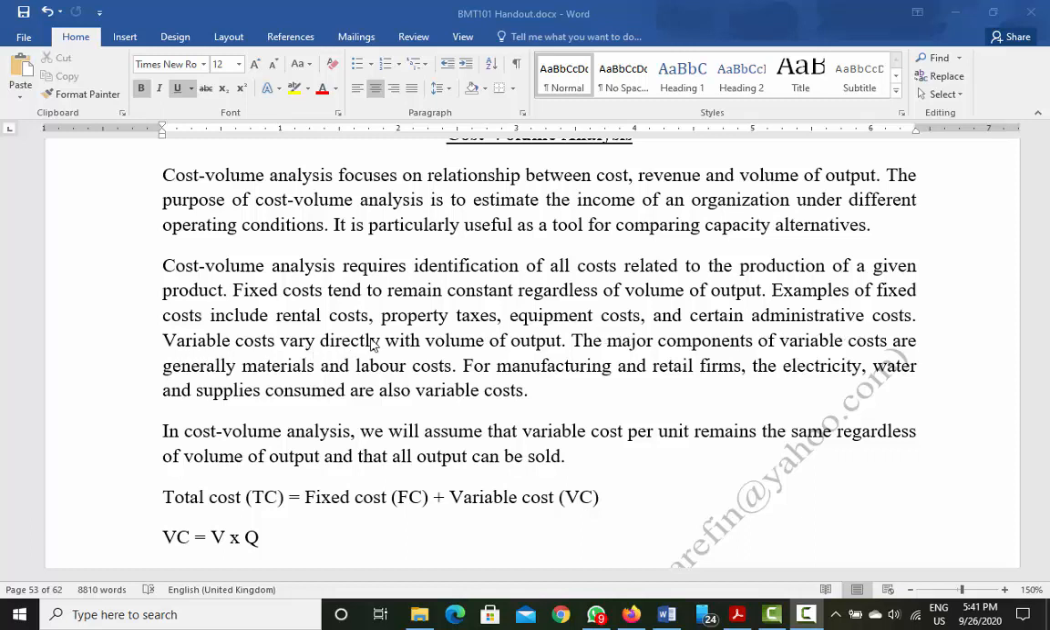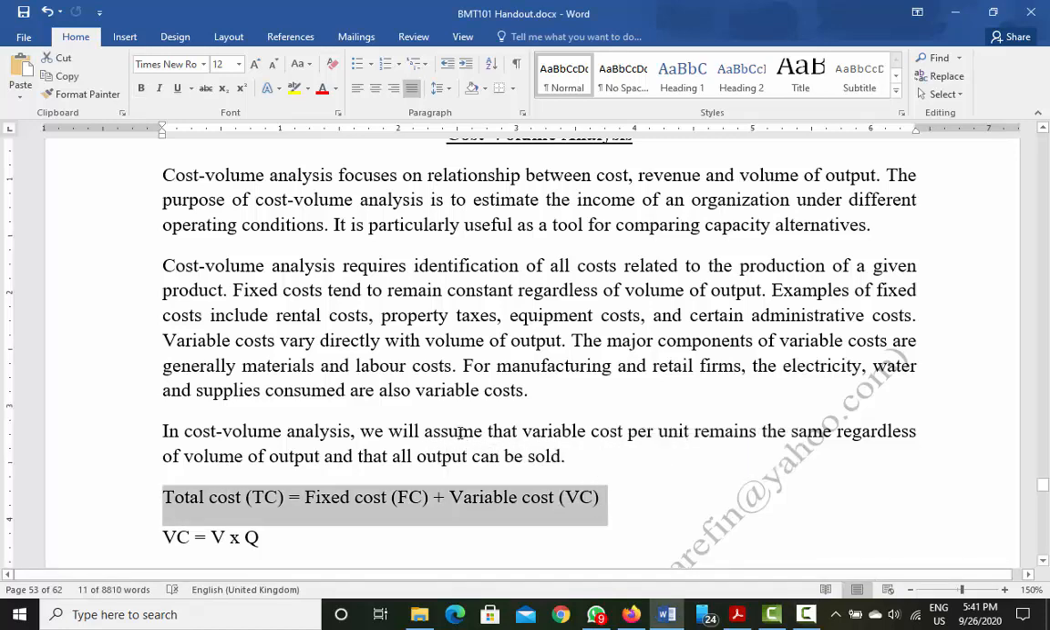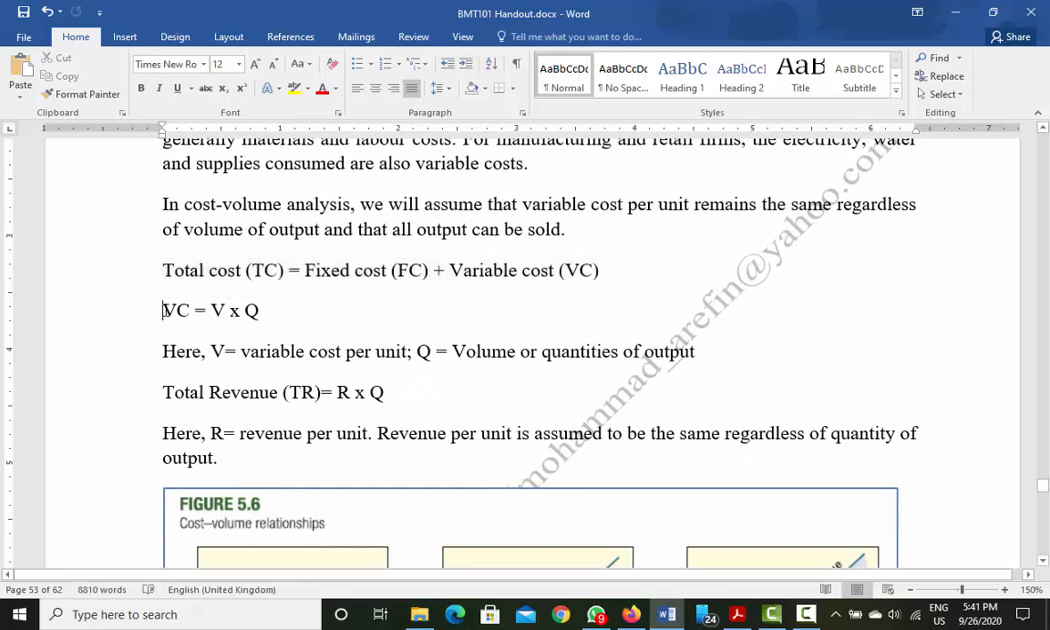So this is fixed cost, and variable cost varies or changes directly with volume of output. That means if you produce more and more output, variable cost will also increase. So total cost is fixed cost plus variable cost. Fixed cost is fixed, as we have already said.